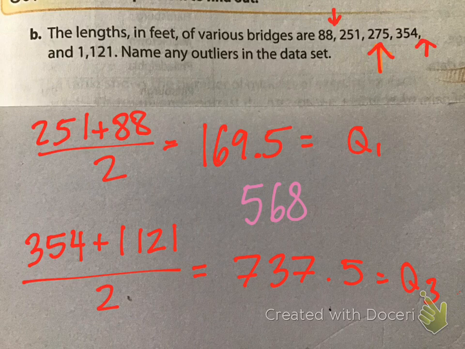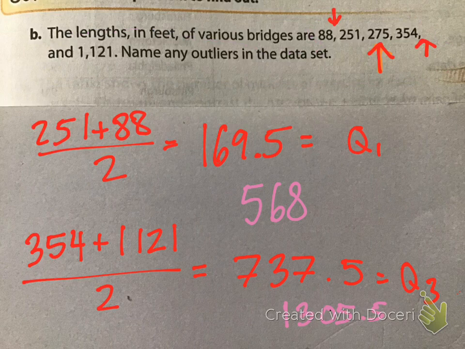Let's see if it works. 169.5 minus 568, that already encompasses everything. It becomes a negative number. So we already know that everything below that point is not an outlier. It works. Then 737.5 plus 568. If we add that 737.5, we're going to get the number 1,305 and 5/10. That's bigger than this number. So all of these numbers are encompassed in our range.